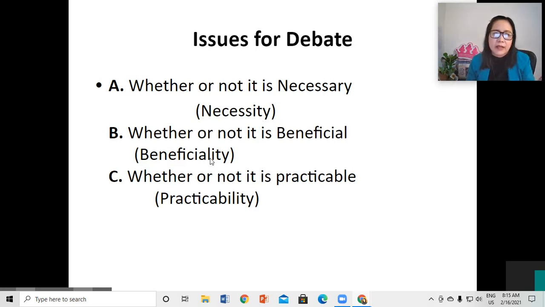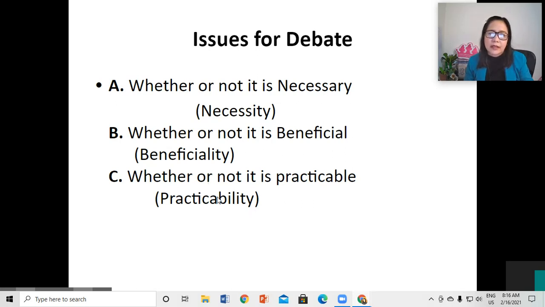And letter B, why is it beneficial, or why it is not beneficial? Something which is advantageous, something that gives us benefits or goodness, or the other side will try to disprove that by arguing it's disadvantageous instead of advantageous.